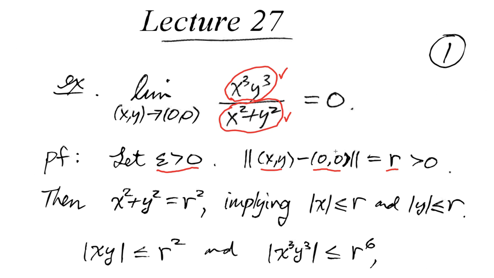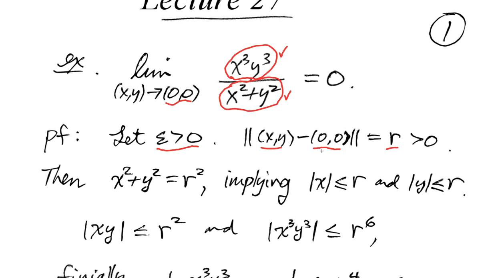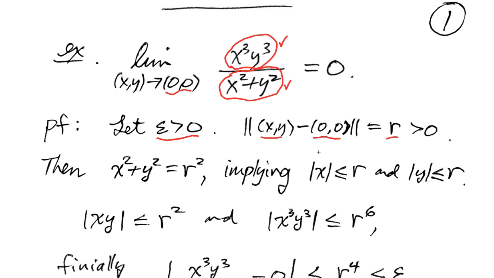Now, remember, we're not concerned about what happens at the point (0,0) at the origin, but only around the origin. So I'm going to have that r be greater than 0, which just means we're staying away from the origin. Now, you know what this is? This is the square root of x squared plus y squared. So if I square both sides, because all these numbers are positive here, x squared plus y squared is equal to r squared.